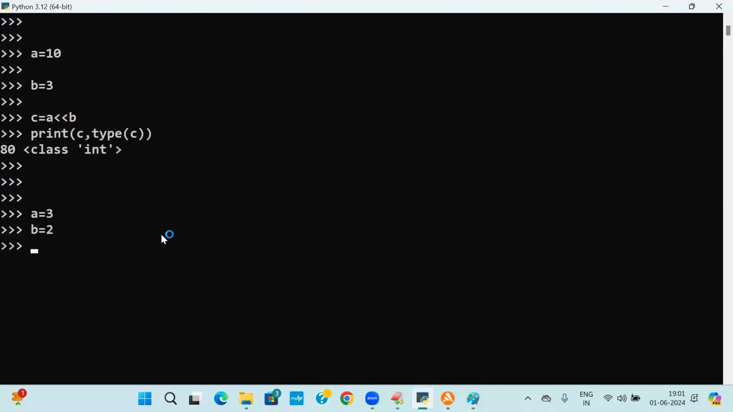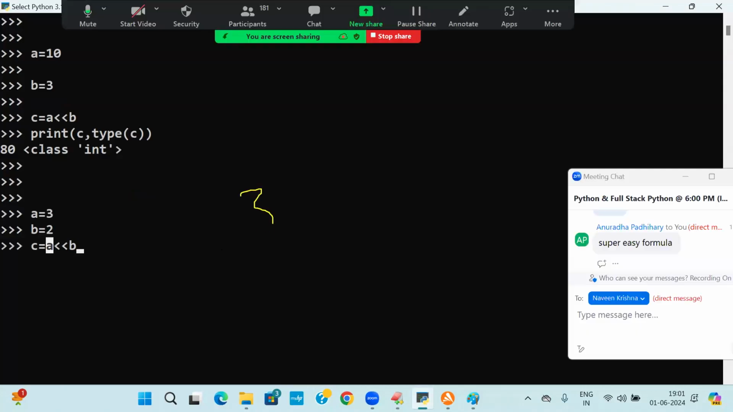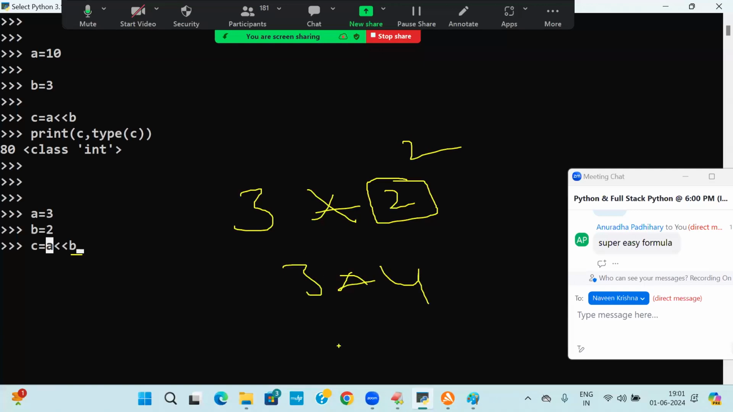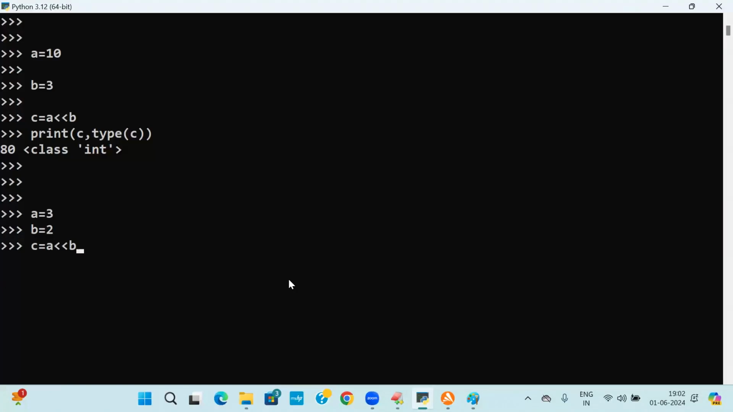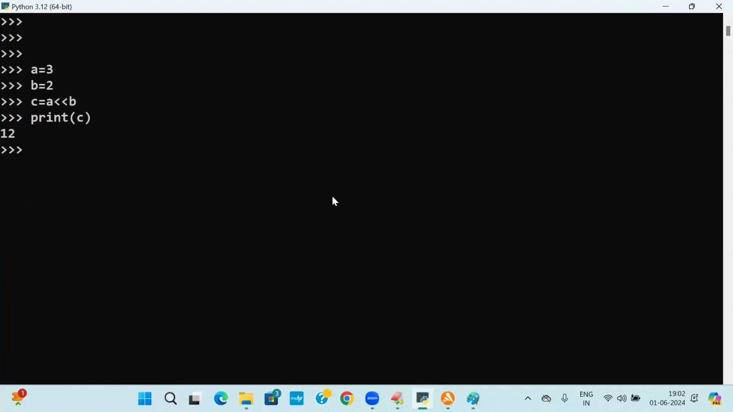B is equal to 2. C is equal to what? A double less than B. What is the value of A? 3 into B value 2. The formula is 2 to the power of number of bits. This 2 is called binary bits, always 2 only. Number of bits, how many? 2. 3 into 2 square, that is called 12. So print of C, 12.